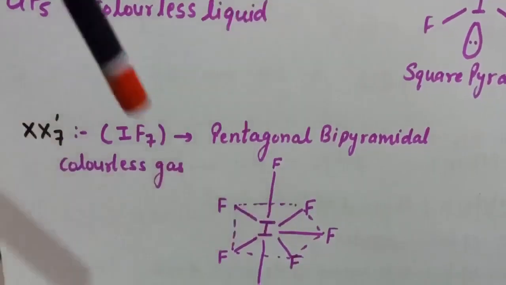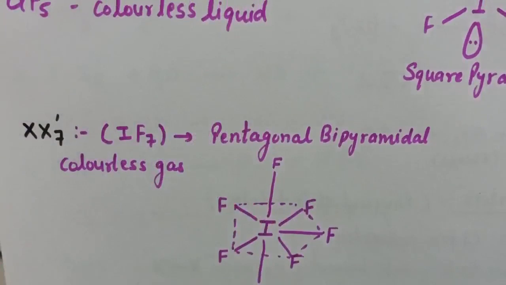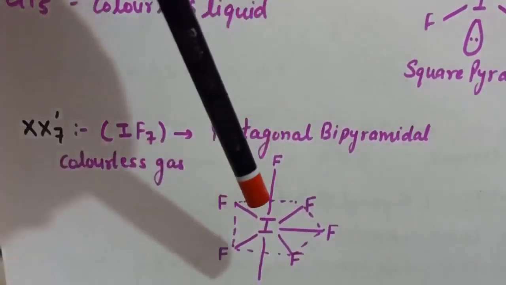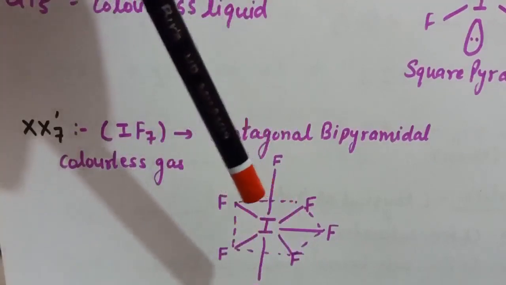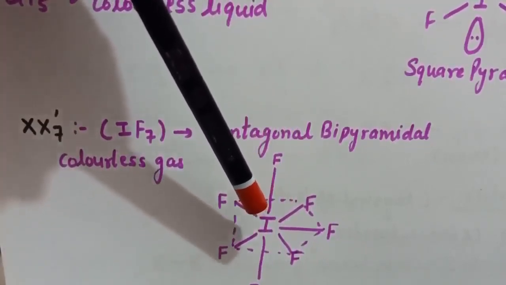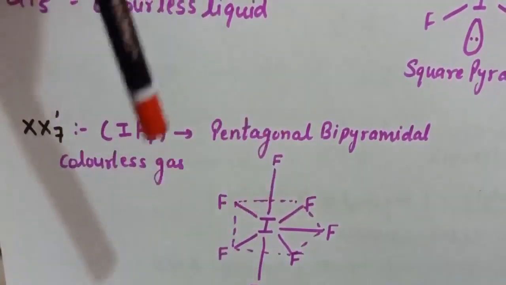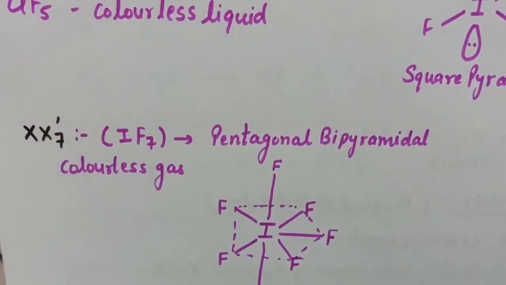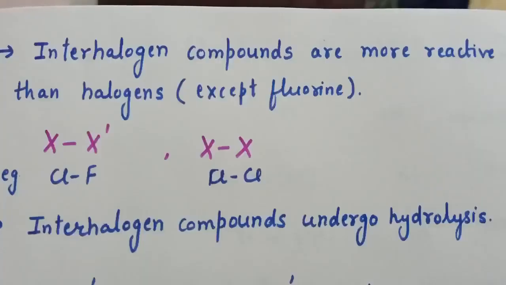pentagonal bipyramidal. So this is the pentagonal bipyramidal, where iodine is in the center and these 7 fluorines are side atoms, and all the electrons participate in the bond formation, that is, all the 7 electrons of iodine form bonds with these 7 fluorines. So this is all about the physical state, color and structure of interhalogen compounds.